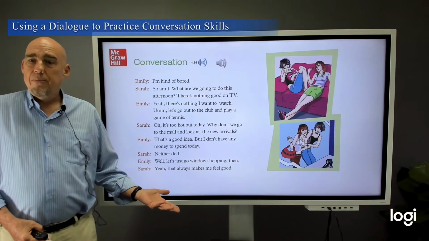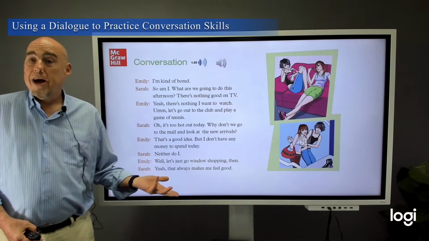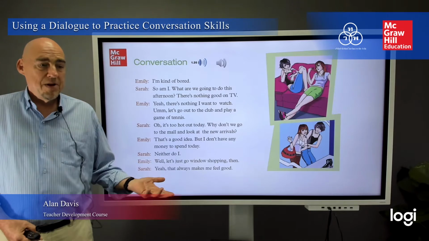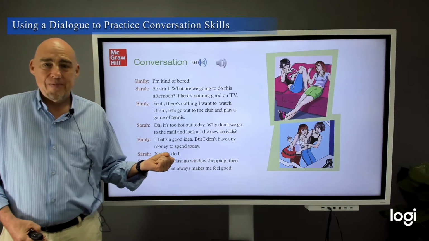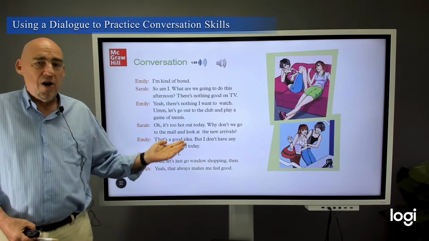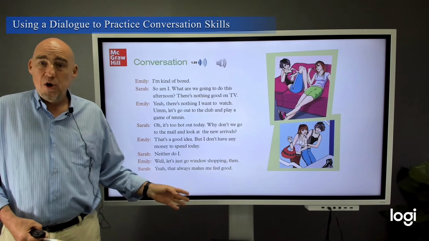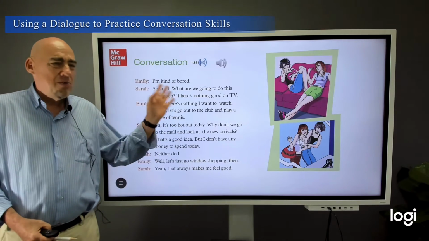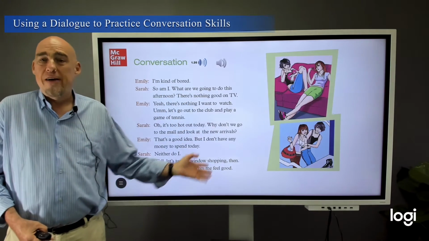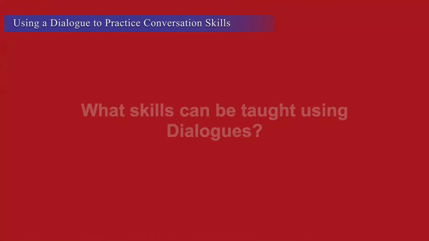This is a good example of a dialogue you might use in your English class. Here you can see two teenagers making plans for their day. By the way, this is from the New World textbook for secondary school. And this is around an A2 level on the CEFR scale.